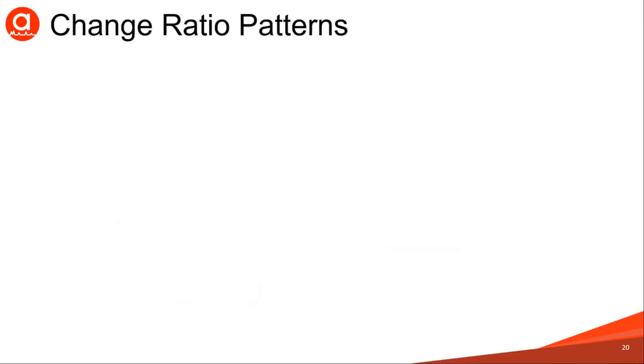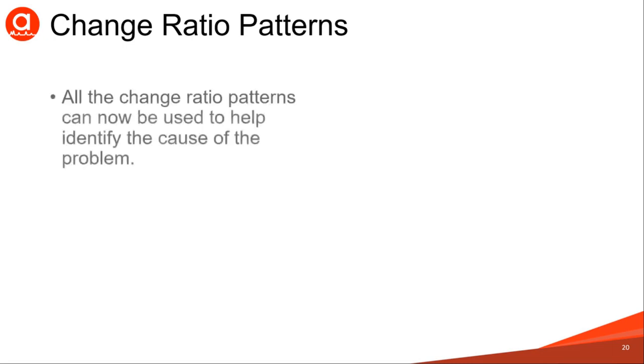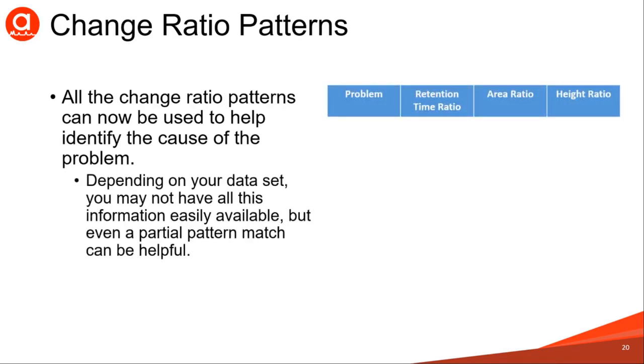So now we know what information we need. We can start using this information to draw conclusions about our particular problem. All the change ratio patterns can now be used to help us identify the cause. Now, in your particular data set, you may not have all of this information available, but even a partial pattern match can be very helpful in identifying the cause.